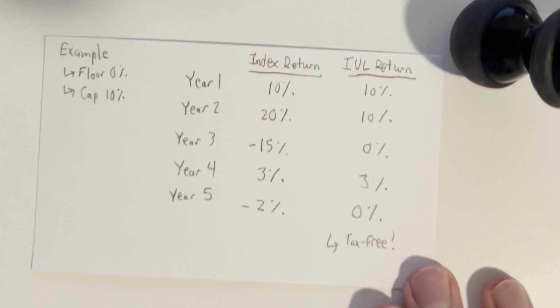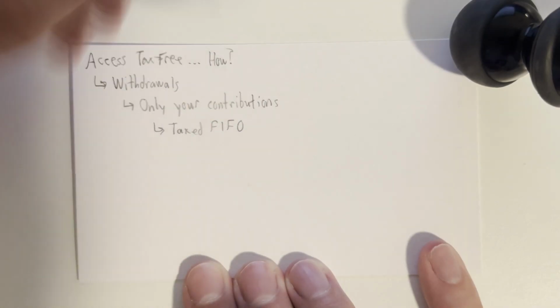Here's a quick 5-year example of an indexed return versus an IUL return. As you can see, the first year was 10, so the IUL did 10. The second year was 20, we hit our cap of 10, so we did 10. The third year they lost 15, so we hit our floor of 0, we did 0. The fourth year they did 3%, so we were in between our floor and cap, so we did 3%. The fifth year they lost 2%, so we did 0 because we hit our floor. And it was tax-free.